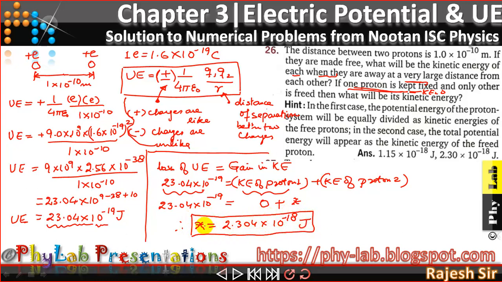Is that clear, friends? You should understand that in this solution I had assumed that at a very large distance from each other, the protons will not have any electrostatic potential energy. The potential energy at a very large distance between any two charged particles is zero. That's our assumption, as we have discussed earlier also. This is our convention, that any two charged particles separated by a large distance have zero potential energy. So that is how this numerical problem can be solved, friends. It is one of the good, interesting numerical problems that you should take care about.